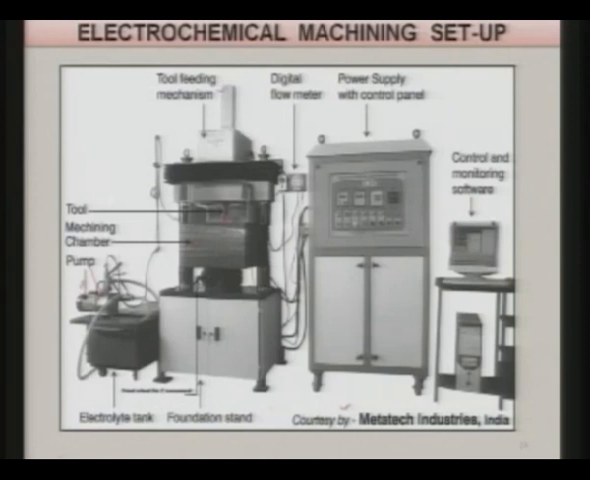Then there is a digital flow meter which will show you the flow rate of the electrolyte, and then a power supply with control panel over here, and you can control some of the various parameters with the help of the computer. So, you have control and monitoring software on the computer. This machine at present costs between 15 to 20 lakhs of rupees.